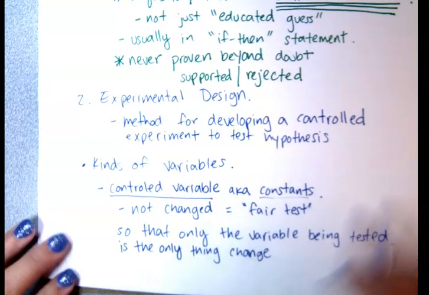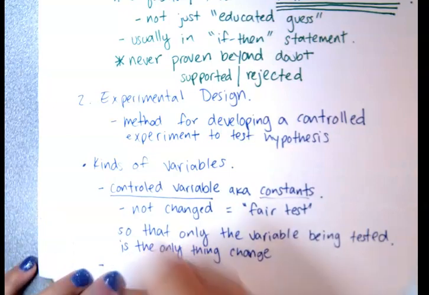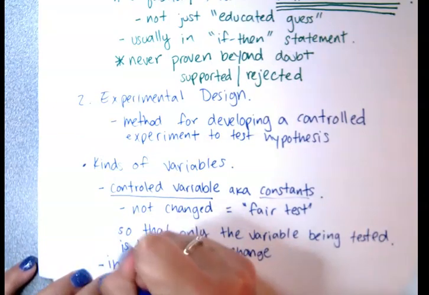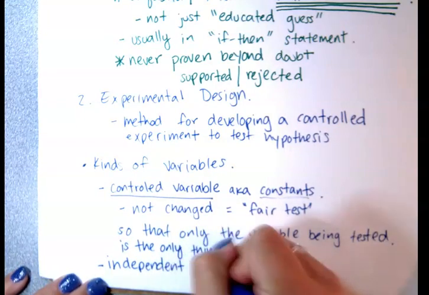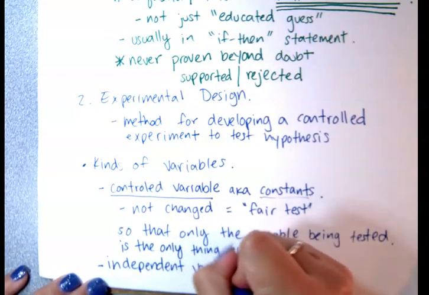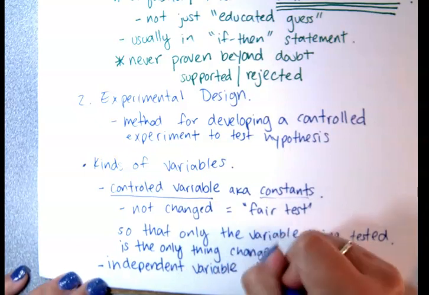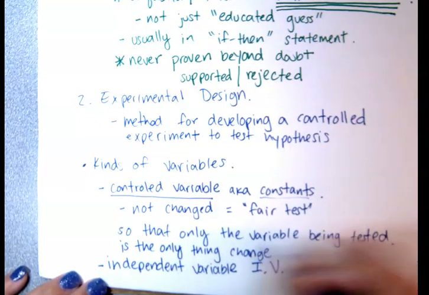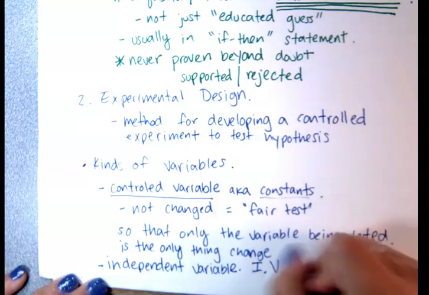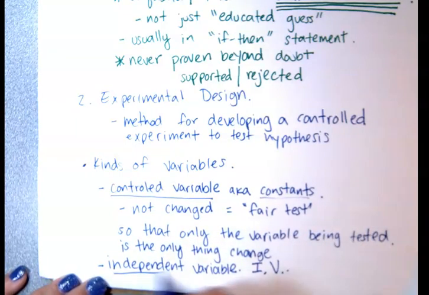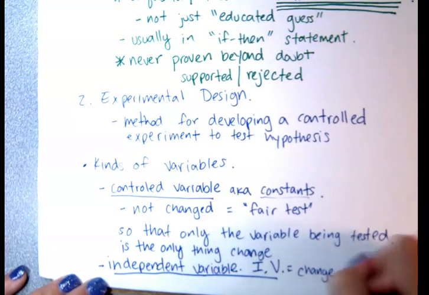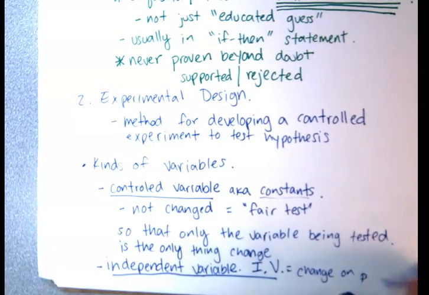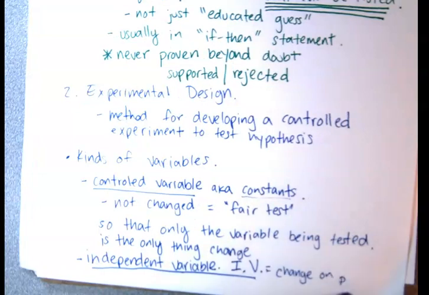And so that is known as the independent variable. And I'm going to abbreviate that as IV. Okay, so this is going to be the thing that you change on purpose. You're trying to see what is the impact that this variable has.